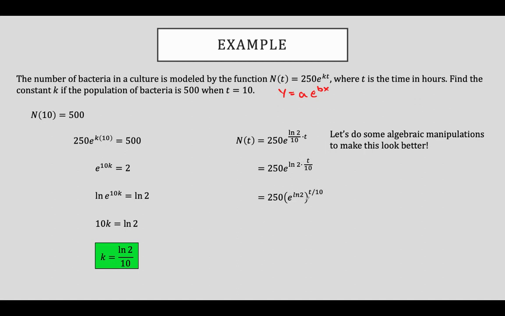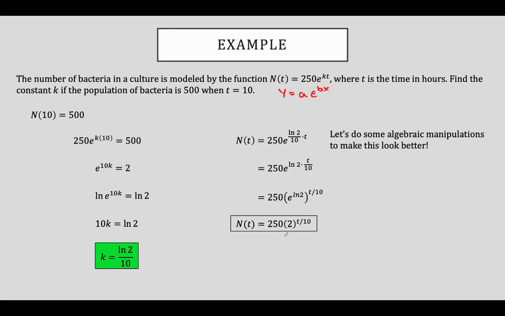Well, here we have e raised to the natural log of 2. I am exponentiating a log with the same base. Those are inverse operations of each other, which means they cancel out, leaving us with 2 inside of these parentheses. We have N of t is equal to 250 times 2 raised to the t over 10. There we have our simplified form of our population function.